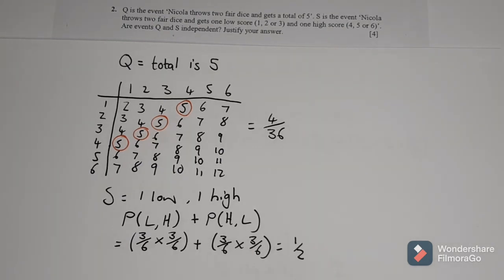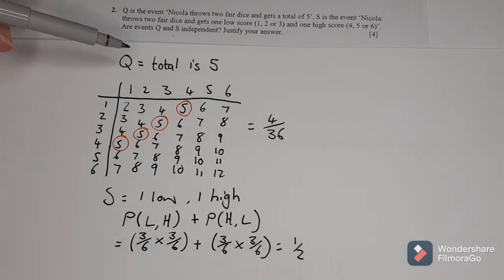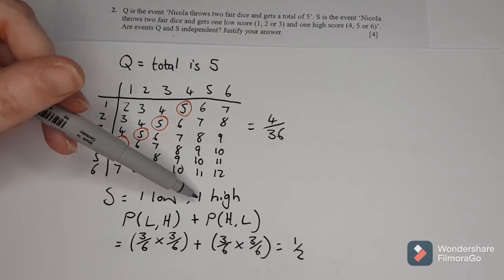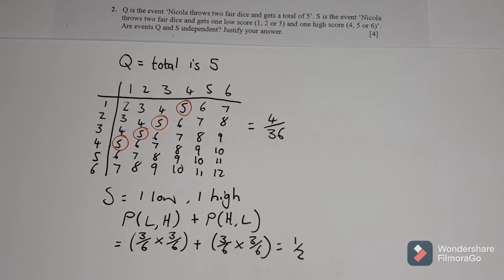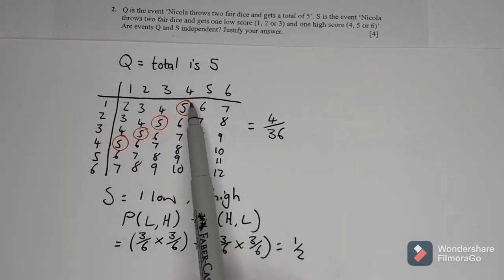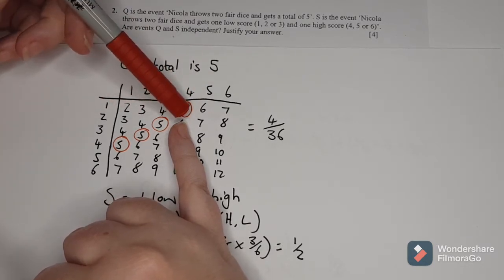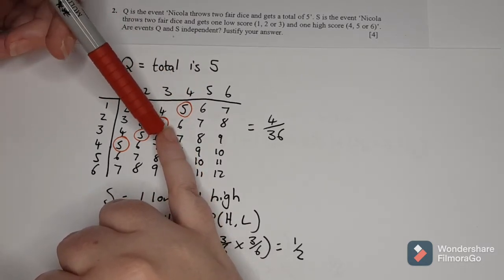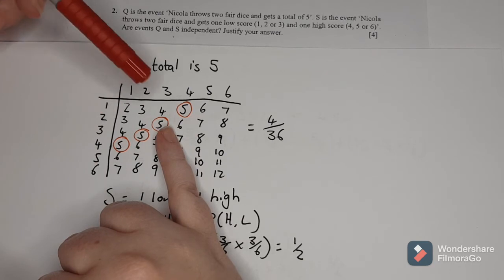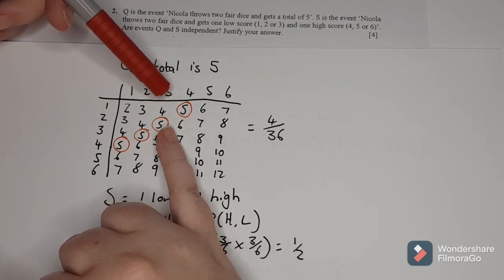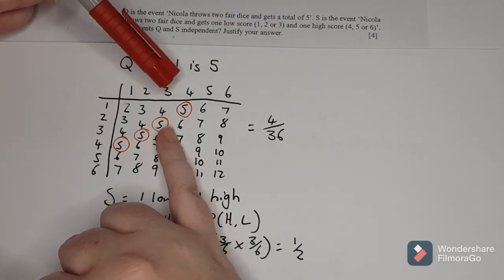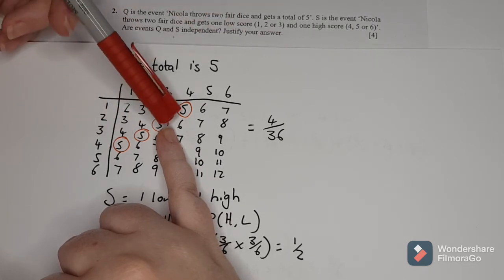So then we have to look at when Q and S are together now. If we have Q and S, it means that the total is 5 and one of the numbers was low and one of the numbers was high. So if we look at where we got 5s, we had 4 and 1, and we had 3 and 2. So 2 and 3 both fall under low because the low score is a 1, 2, or a 3. So there's a 3 and a 2. So both of those are low.